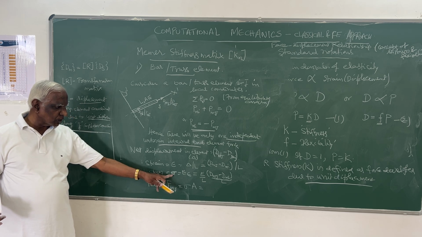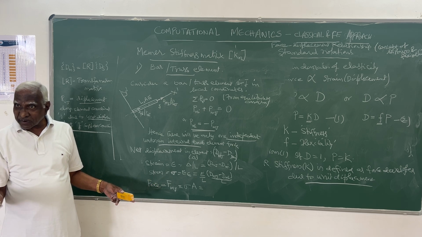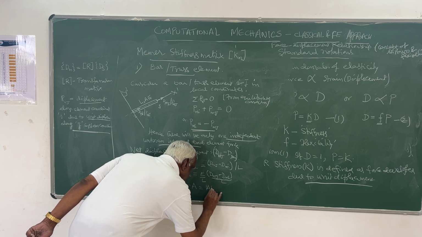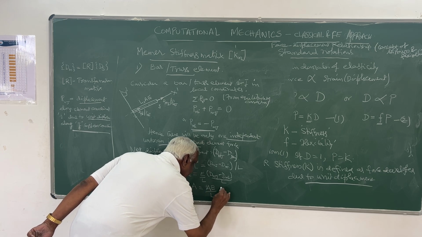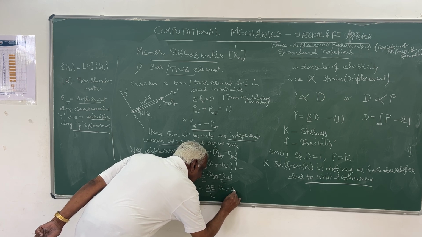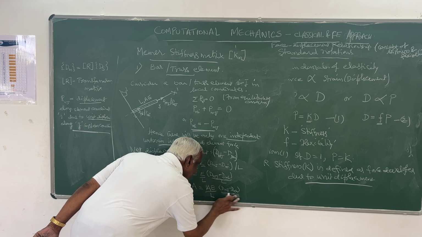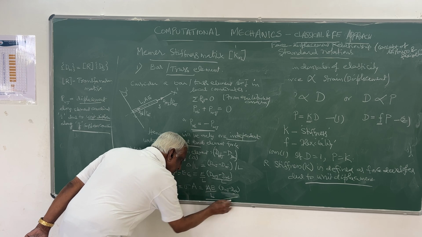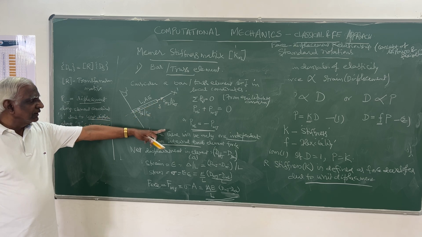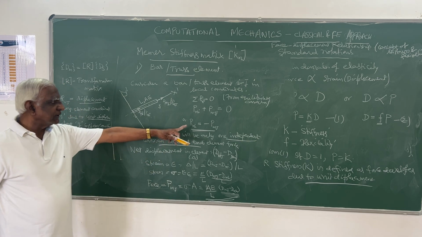So force is equal to stress into A. Stress is force per unit area. So this is nothing but AE by L into DMJ minus DMI. The force here is not FMJ, it is PMJ. PMJ is the force.